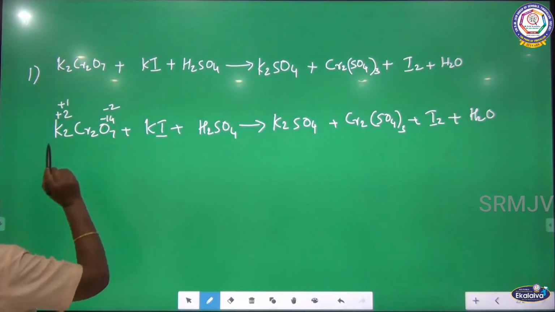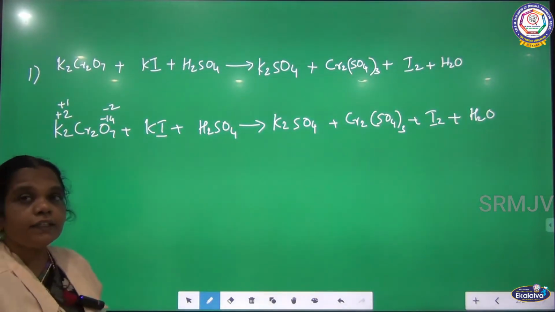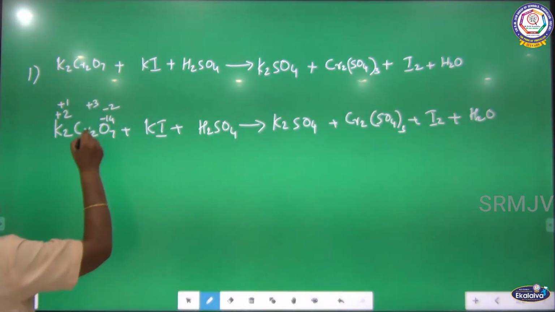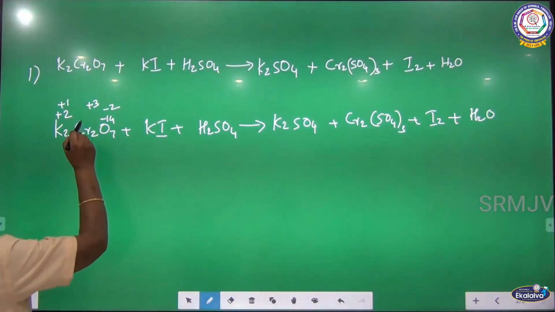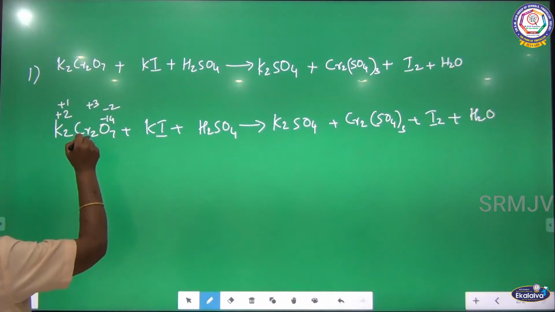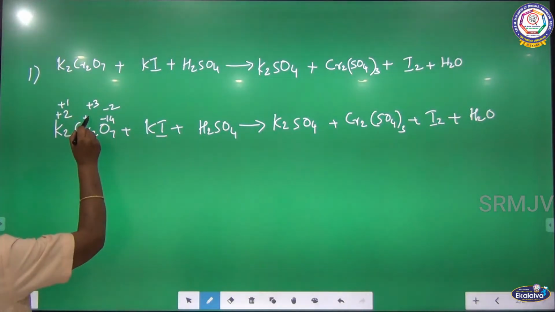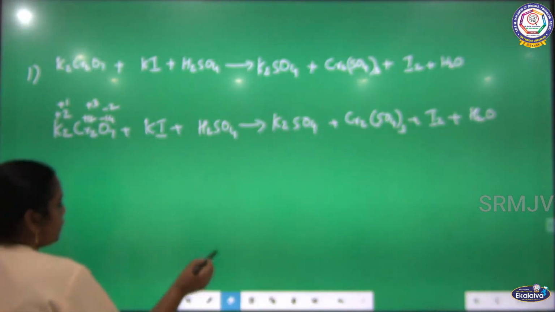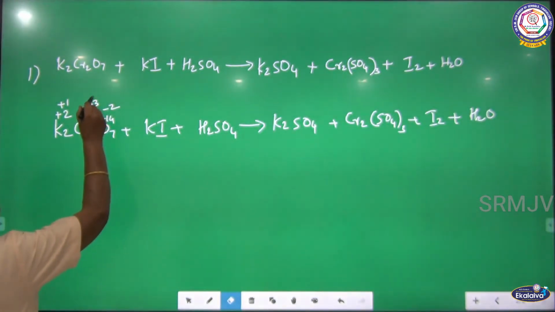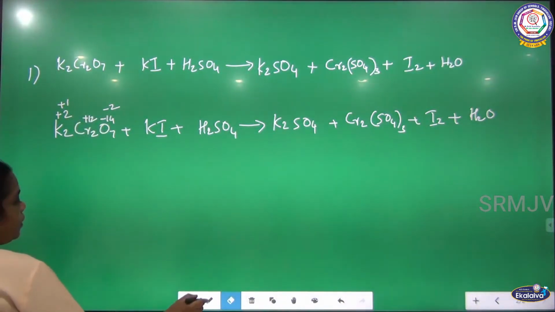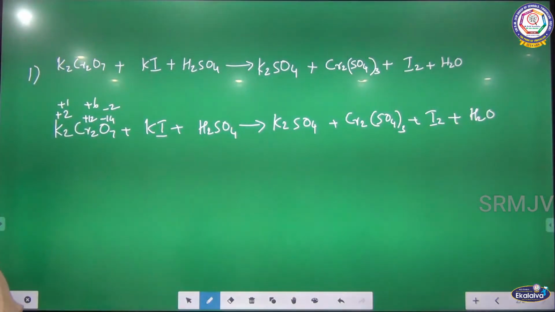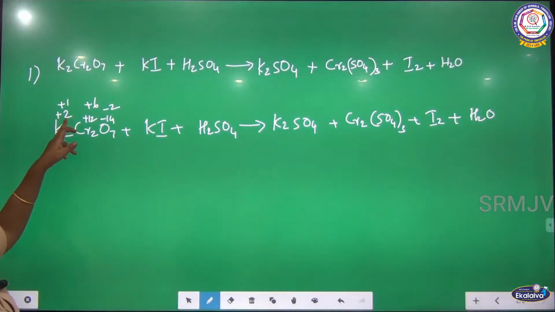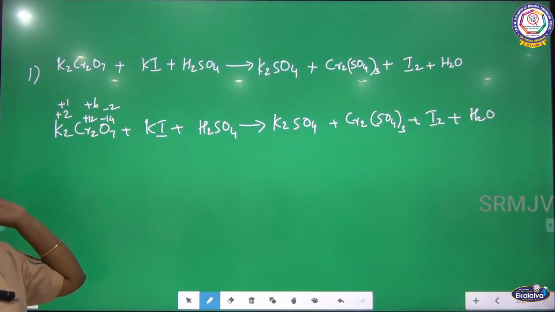So how many chromium atoms here? 2 chromium atoms. So +12 divided by 2 means +6 for each chromium. Then the 2 potassium atoms give +2, so +12 plus 2 plus 14 minus 14 is zero. So it can exist as a neutral molecule.